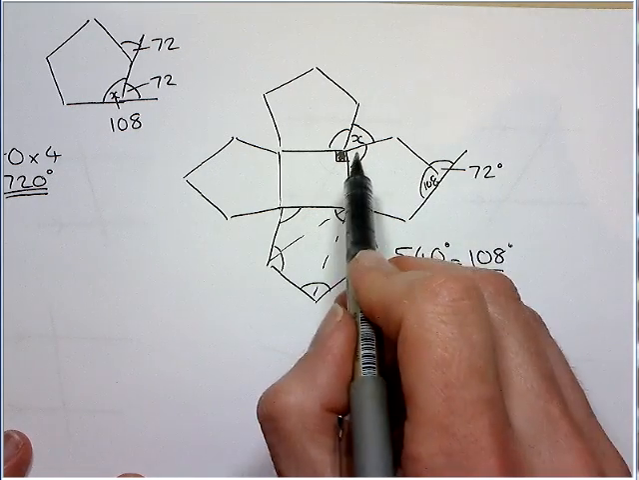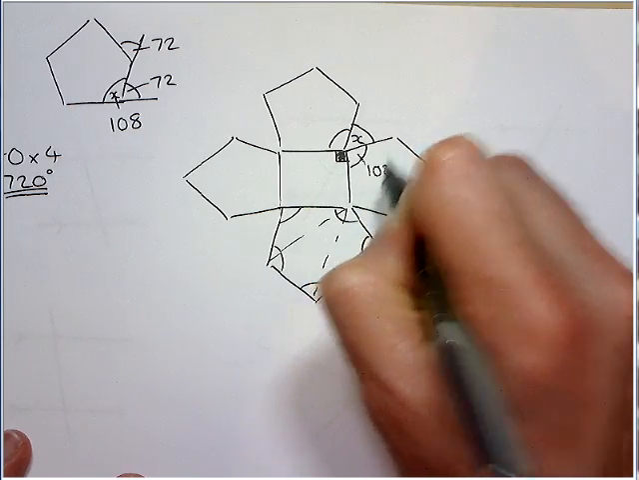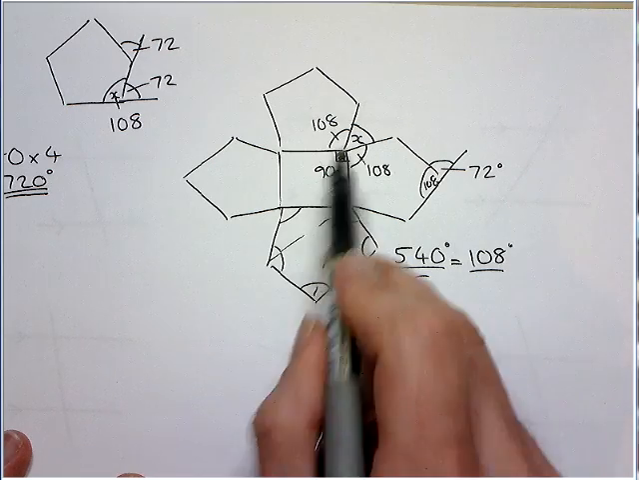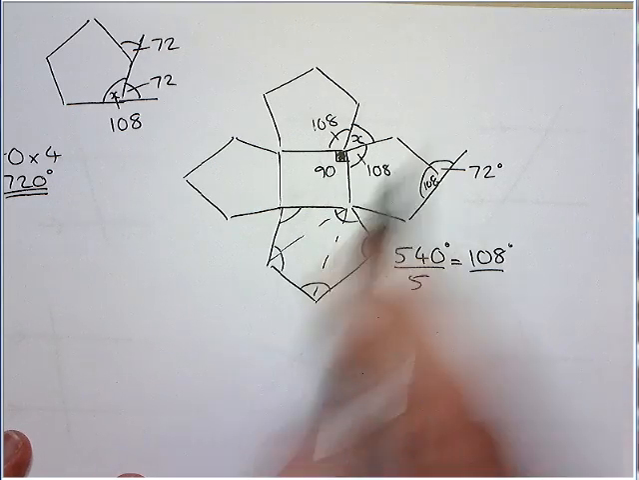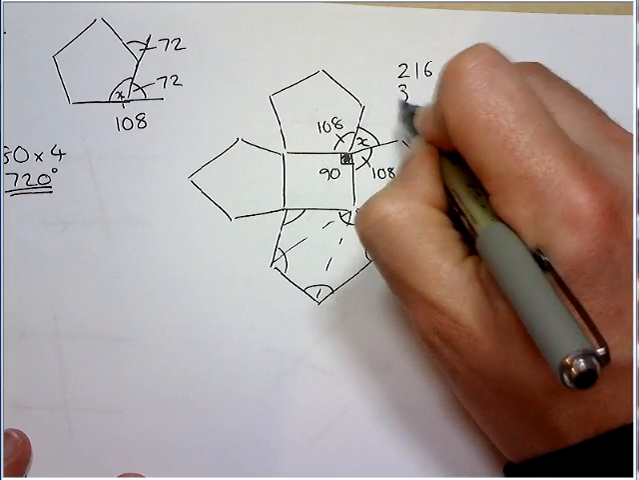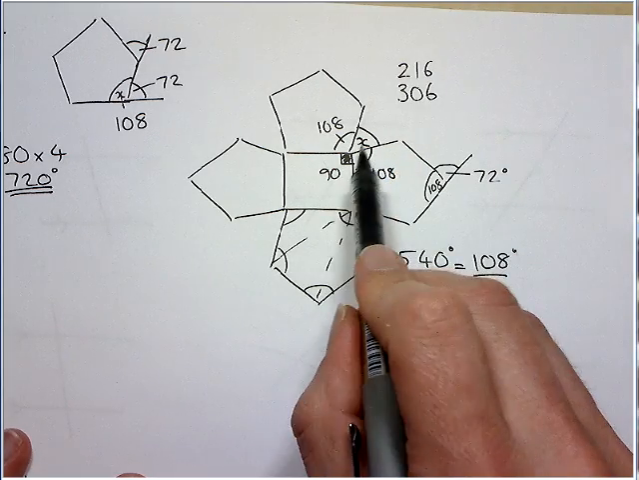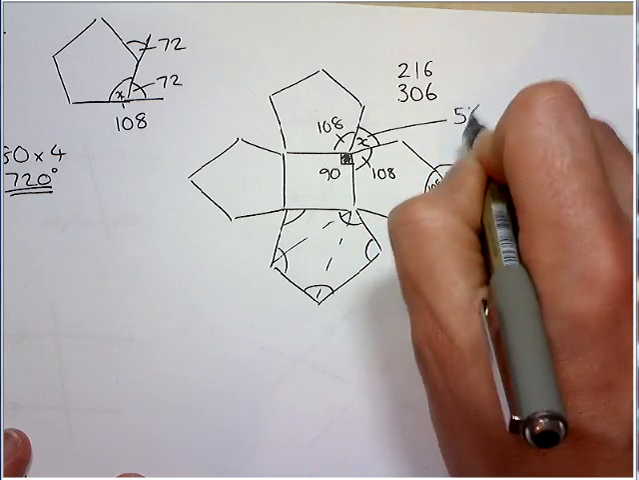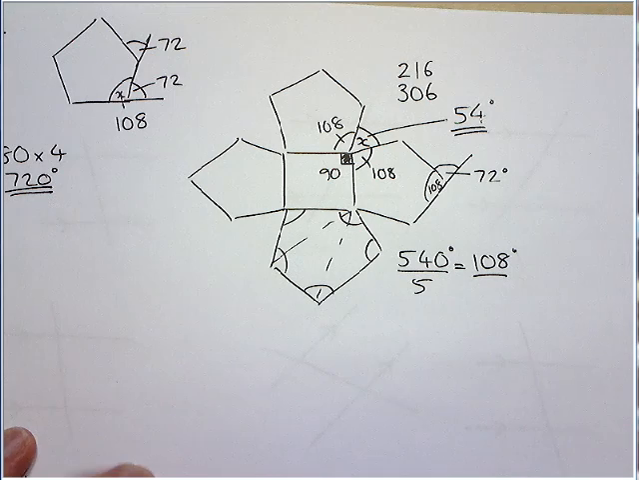But essentially what you've got here is 108, 108, 90, and whatever this is to make the rest. So that's 216 plus 90 is 306. So we've got to find the difference that makes 360. So therefore this must be 54. So questions without any numbers, it's asking you to put the numbers on.